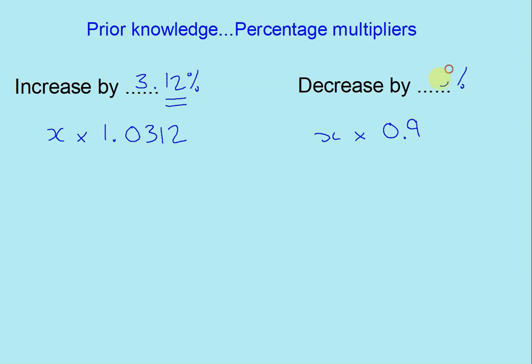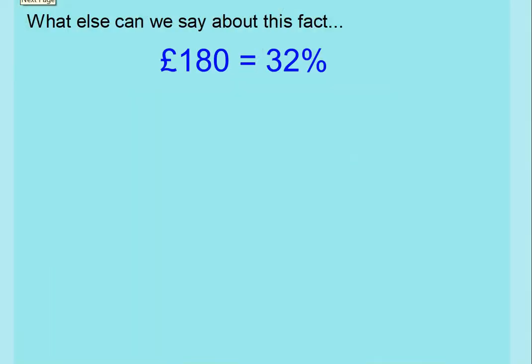Okay, let's try another. If I said 12%, I'd be times in by 0.88. That's it. Okay.